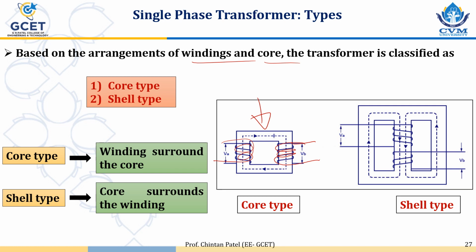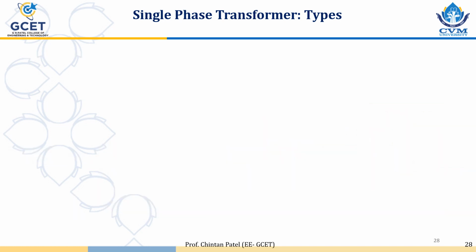And in shell type transformer, there are three limbs of the core. Limb 1, this is second, and this is third. And primary and secondary windings are provided on the middle limb, limb number 2. So here core is on the outer side at both the ends and windings are at the middle. So core surrounds the transformer winding in shell type transformer. In core type transformer, reverse, winding surrounds the core. So depending upon the requirement, core type and shell type are used.